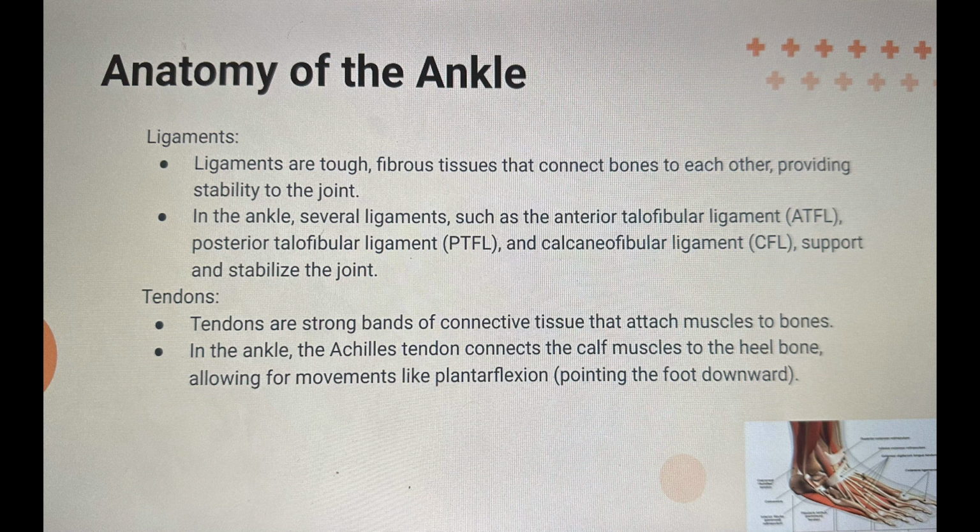Then you have your ligaments. Ligaments are tough, fibrous tissues that connect bones to each other, providing stability to the joint. In the ankle, several ligaments, such as the anterior talofibular ligament, also known as the ATFL, the posterior talofibular ligament, PTFL, and the calcaneofibular ligament, CFL, support and stabilize the joint. Then you also have your tendons. Tendons are strong bands of connective tissue that attach muscle to bones. In the ankle, the Achilles tendon connects the calf muscles to the heel bone, allowing for movements like plantar flexion, which is pointing the foot downwards.